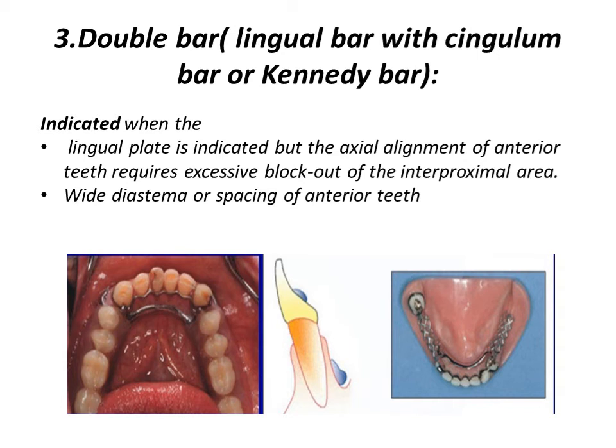In the presence of a wide diastema or spaced anterior teeth, where the lingual plate or other mandibular connector would be shown through the spaces, we can use a double bar.